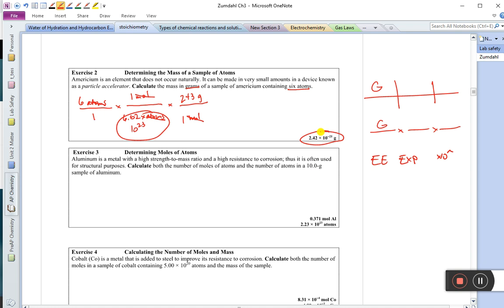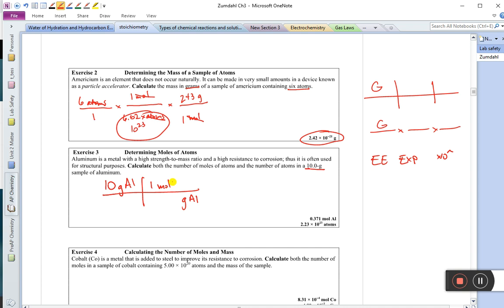So this technically is a two-step problem, but you can really do it in one and just stop your calculation a couple times. So again, what we're given goes top left. I'm going to do the vertical lines this time. 10 grams of aluminum. We know we need grams of aluminum here. We know we're trying to get to moles as our first step.